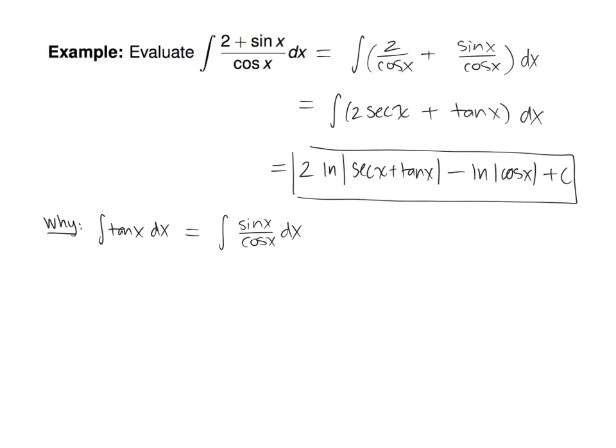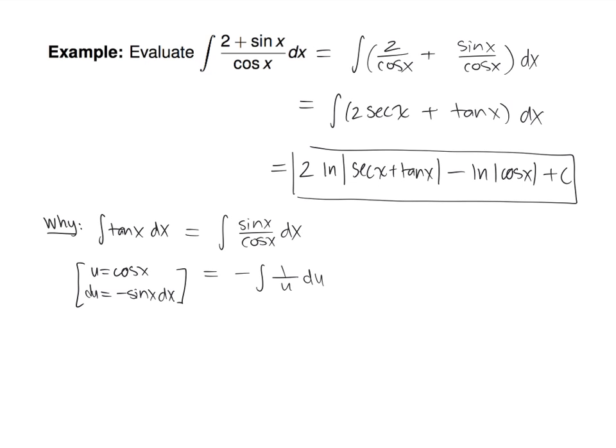And then you do a substitution. What do you substitute for? u is cosine x. du is negative sine x. Can you kind of see how that one's going to fall out a little bit there? That's going to become negative integral 1 over u du.